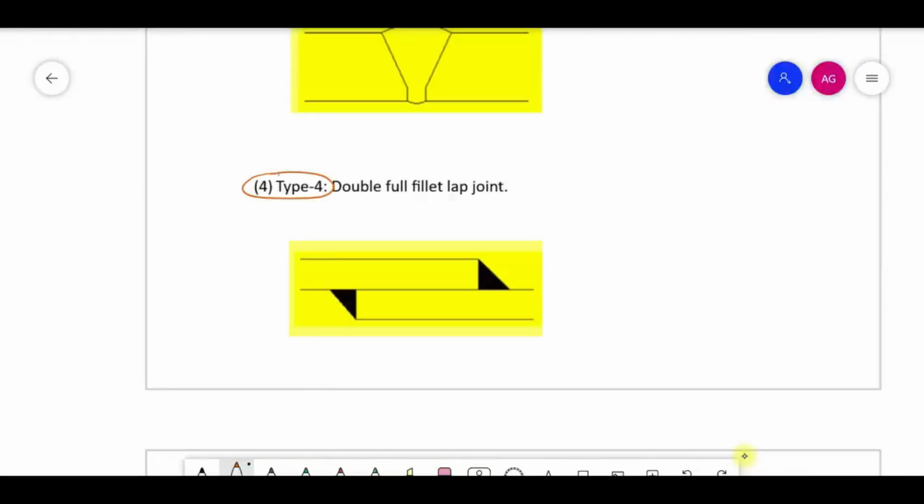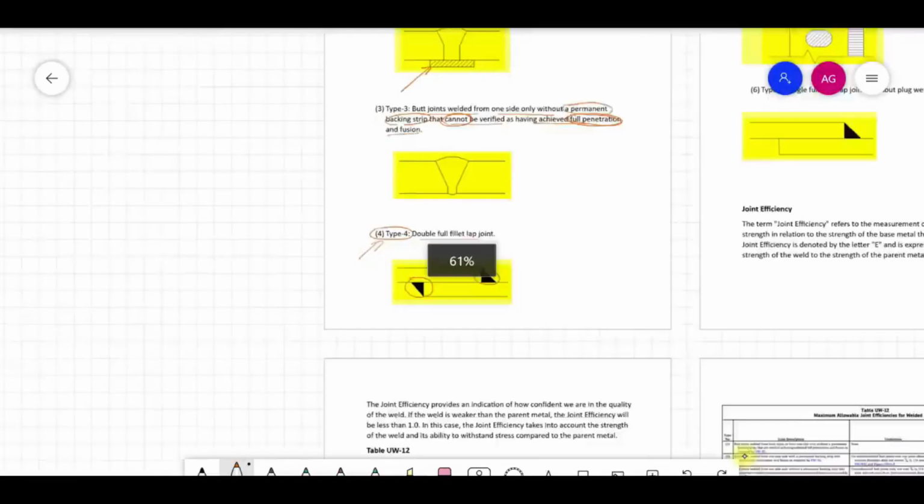Which is type 4? It is a double full fillet lap joint. This is a fillet lap joint, and the joint will remain here on both sides. This will be called a double full fillet lap joint. So this type of joint will be called type 4 joint.